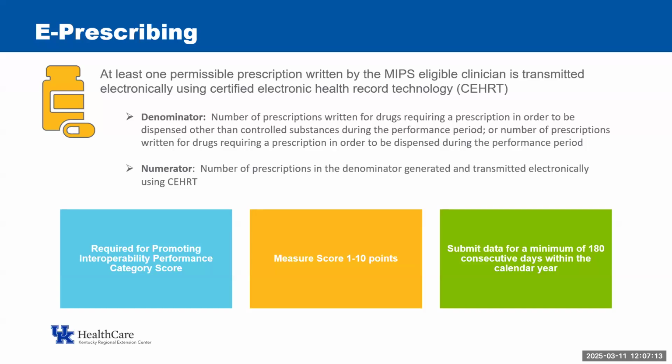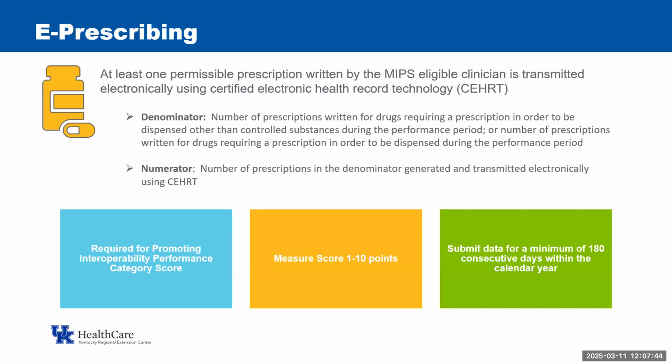So the eScribe objective actually has two measures, but this first one has to do with sending the prescription electronically. This measure's been around pretty much since the inception of meaningful use, but it has had some updates. The one thing that hasn't changed is that ability to include or exclude your controlled substances in your report. And so oftentimes you all will see when you pull your PI reports down that you'll have two numerators and denominators for this measure.